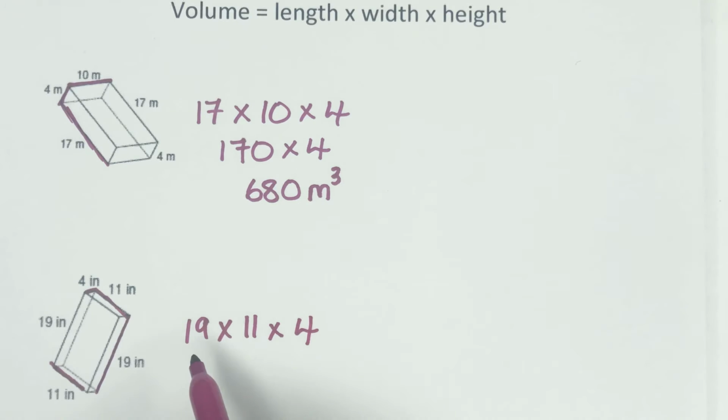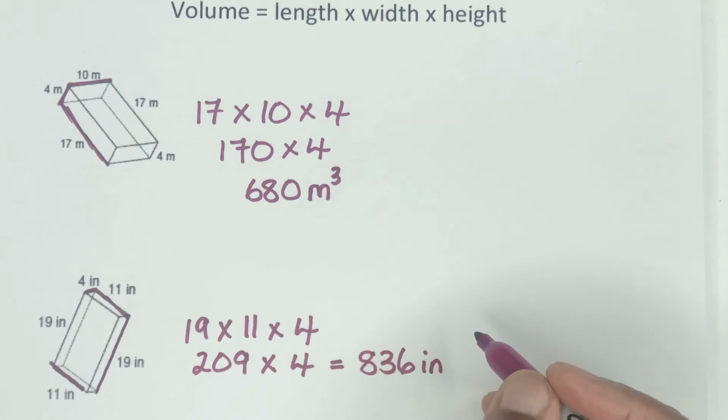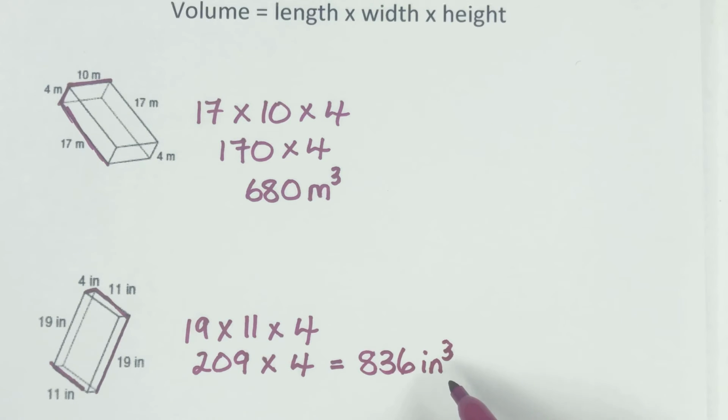All right, then you go ahead and calculate. 19 times 11, that will give us 209. And then times 4, 836 what? So it's given to us as inches. So we have to reflect the inches, but then it's cubed. Right, which reflects the fact that it's three-dimensional. 836 cubed inches, or inches cubed, whichever way you want to say it. So there you have it.